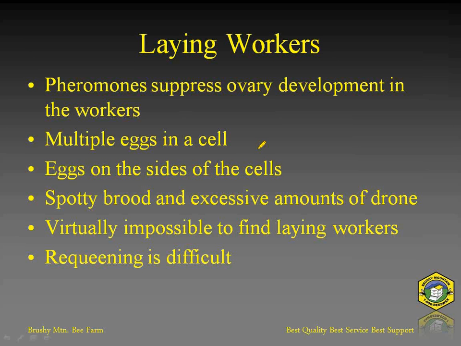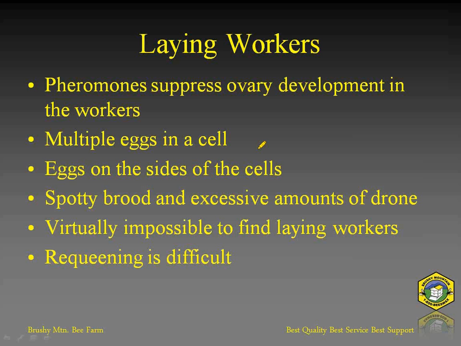You will see spotty brood, excessive amounts of drone. So as brood emerges and there's no new worker brood being laid, that pattern will become sort of spotty. And again, these laying workers will only be laying drones, and so you'll see excessive drone brood as opposed to worker brood. And that sort of shift, that balance, is a good sign.